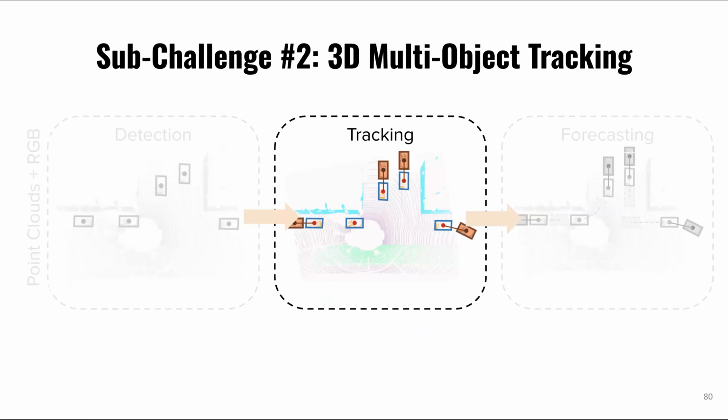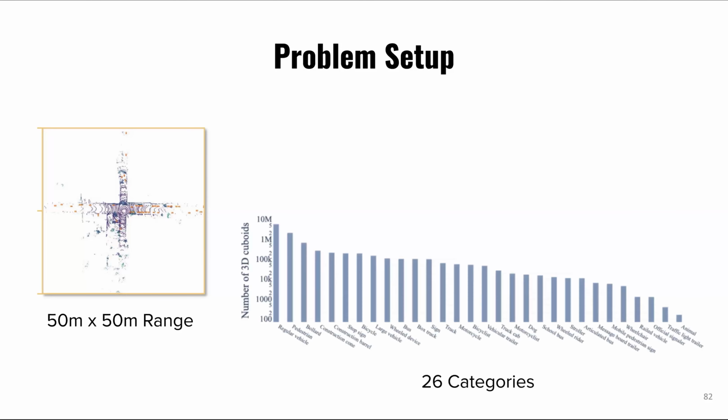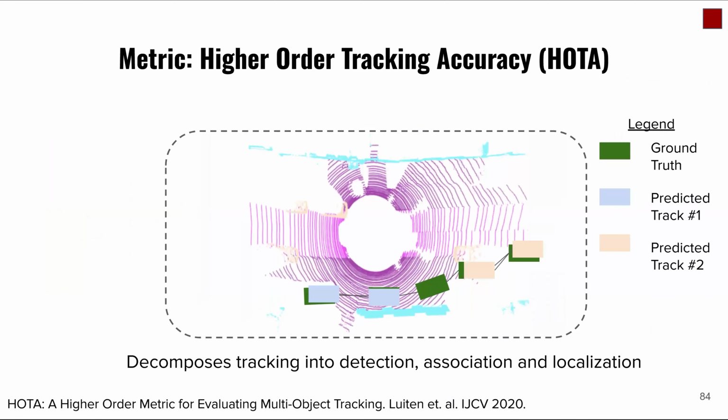Moving on to multi-object tracking. The problem setup is very similar to detection, but now we only look at a 50 by 50 meter grid. We still evaluate on the same 26 object categories, and the inputs are the same. This challenge is evaluated using higher order tracking accuracy, which decomposes tracking into detection scores, association scores, and localization scores. This is a very standard metric used in 2D tracking, and we simply repurpose this for 3D.